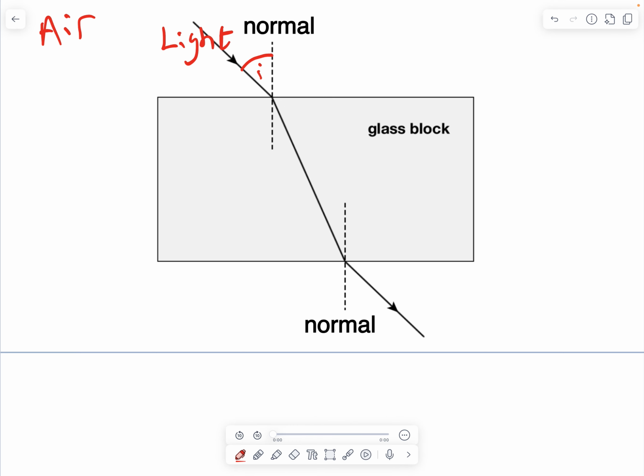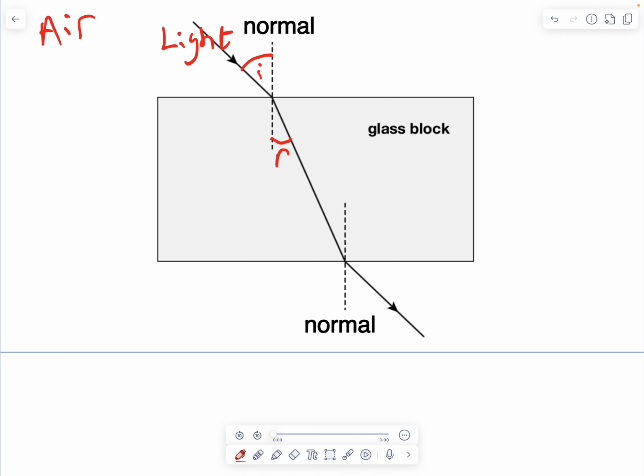And that ray of light is going into the glass block, and you can see the angle of incidence, and then it bends towards the normal. And you can see that this angle of refraction here is a smaller angle than the angle of incidence. So the ray of light is bending towards the normal when it goes into the glass block. And the question is, why does that happen?